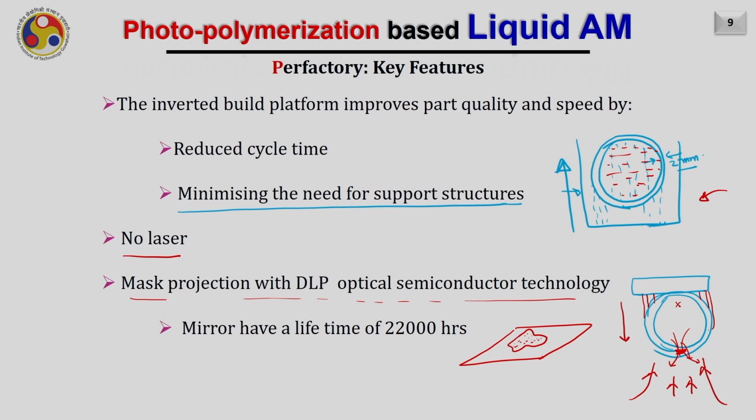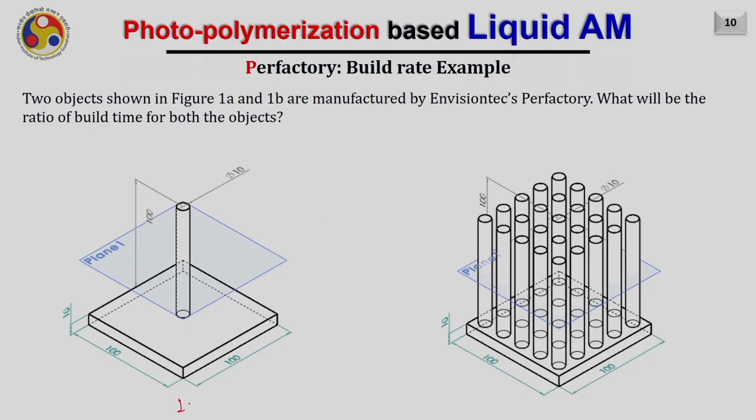Also, these mirrors have a very good lifetime, which is approximately 22,000 hours. To understand this, let me consider an example. Two objects, those shown in figure 1A and 1B, are to be manufactured by EnvisionTech's Perfactory. What will be the ratio of build time for both the objects? So this is the substrate, or I'll call it the build platform. This is the build platform.